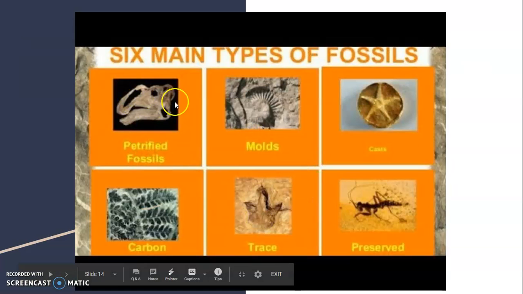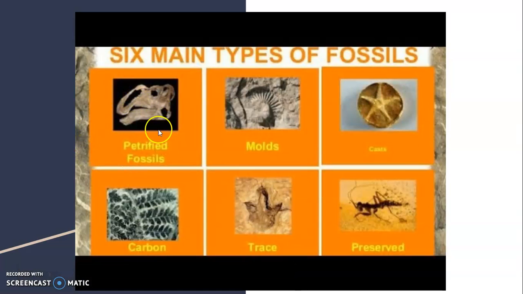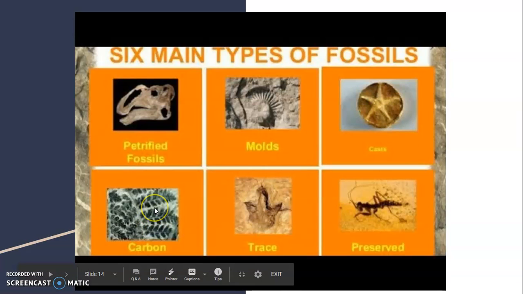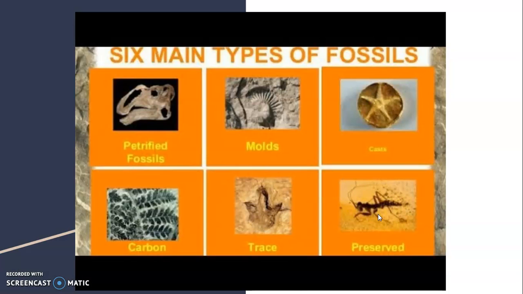So we have petrified fossils, and that is when the minerals are being replaced by other things. Molds is like an imprint. A cast is like basically the 3D version of that imprint. We have carbon, carbonization, the carbon is left over. We have trace fossils like footprints, and then they're hardened or they're fully preserved in like tar or ice or amber.